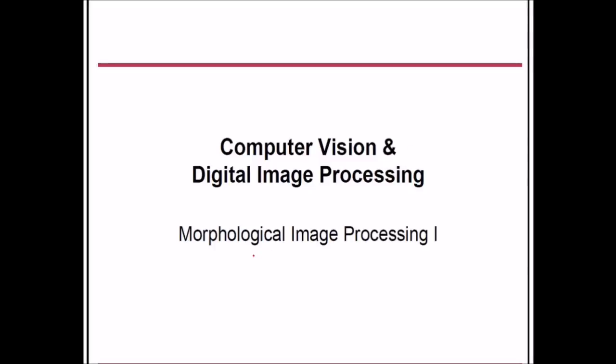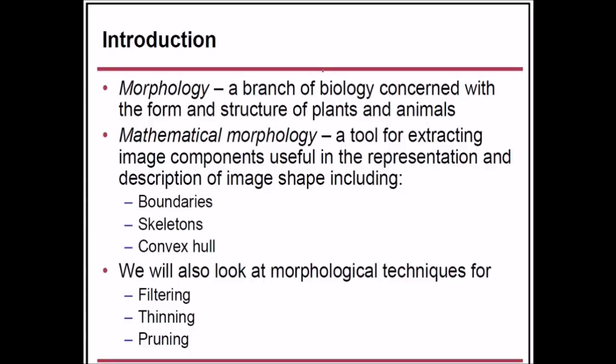So let us talk about morphological image processing today. The important word is morphology. It is a branch of biology concerned with the form and structure of plants and animals. So we will be seeing the form and the structure.